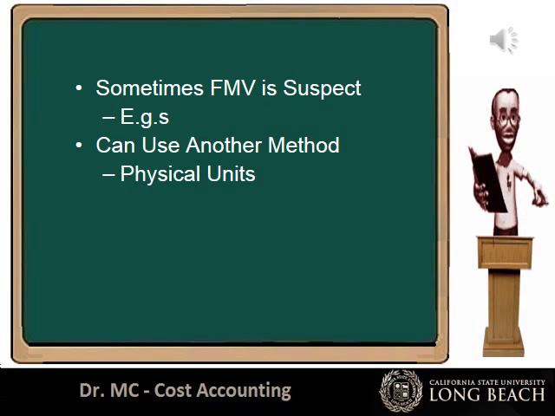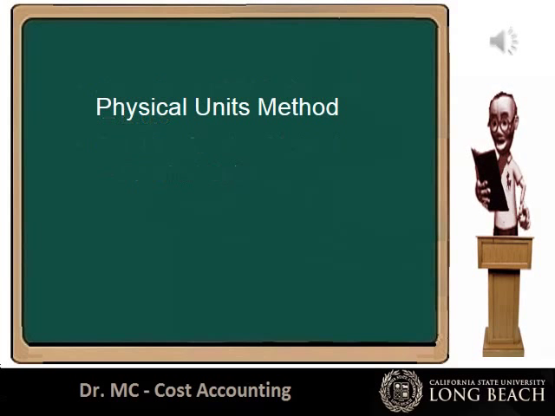In these situations, the firm may allocate joint costs using a method that does not rely on fair market values. We will discuss the physical units method, which is also called the physical quantities method or the physical measures method. First, we will discuss the physical units method.